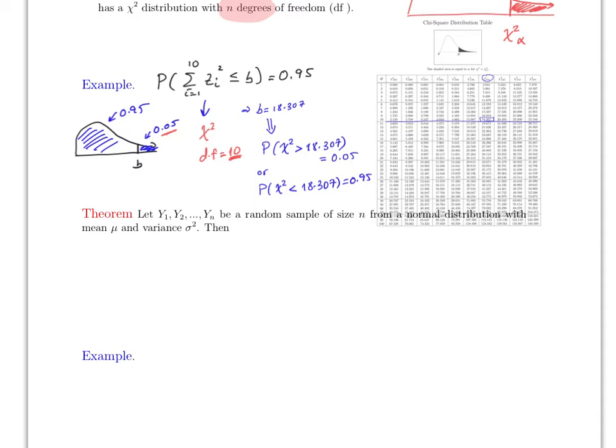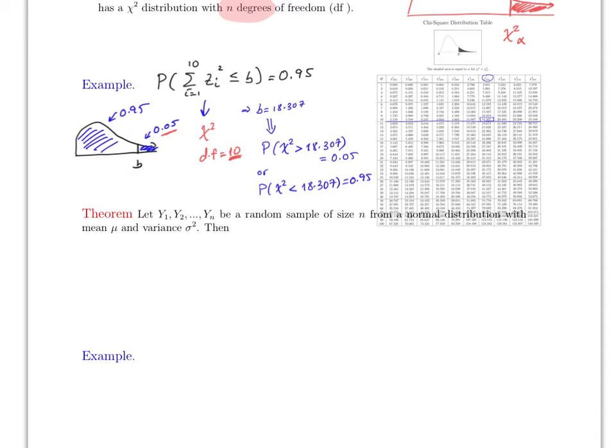The theorem says the following. It is the same assumption as the previous one. Let's say that y1 all the way to yn have a normal distribution with mean mu and variance sigma squared.